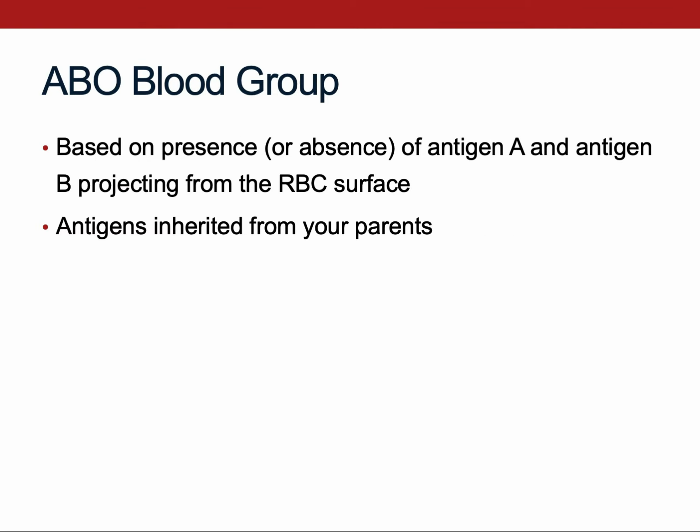So when we're talking about our first group of blood antigens, we're talking about the ABO blood group. There are two antigens on the surface of our red blood cell in this group. The first one is the antigen A, and the other one is antigen B. You get these antigens from your parents.